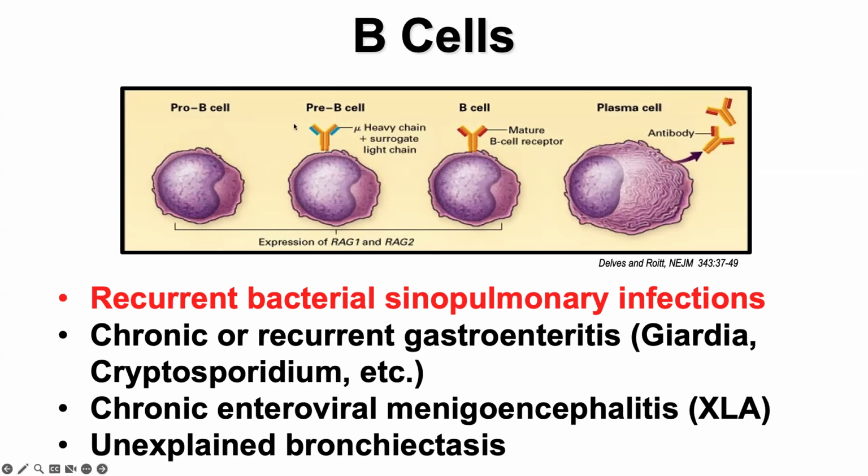If you don't have B cells and you're not able to make these antibody molecules on the surface of the B cells, the most common thing that we see, if that's the only problem you have, is recurrent bacterial sinopulmonary infections. And so that means sinusitis, pneumonias, bronchitis, ear infections. Those are the most common problems.